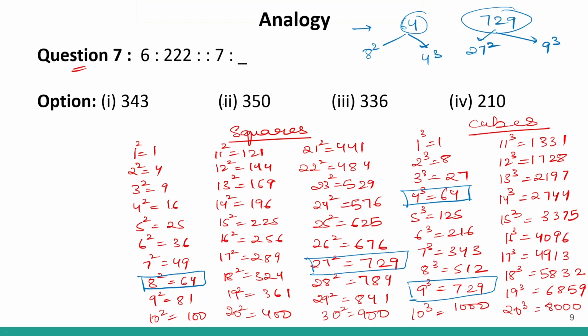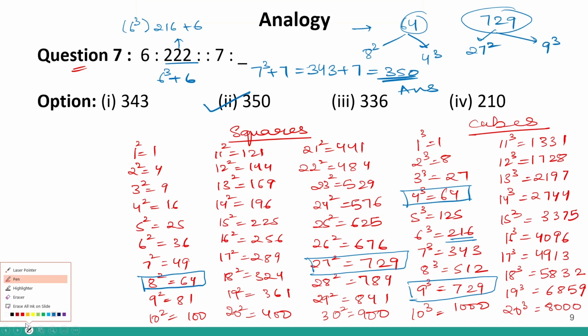Okay, coming to question number 7. Question number 7, 6 and 222. If you see over here, this is close to 216. This is basically 216 plus 6, and 216 is 6 cube. Correct? So basically 222 is 6 cube plus 6. So if we have 7, we will have 7 cube plus 7. 7 cube is how much? 343. And if I add 7, I will get 350. So 350 will be my answer, which is given in option number 2. So option number 2 will be the correct answer to this question.